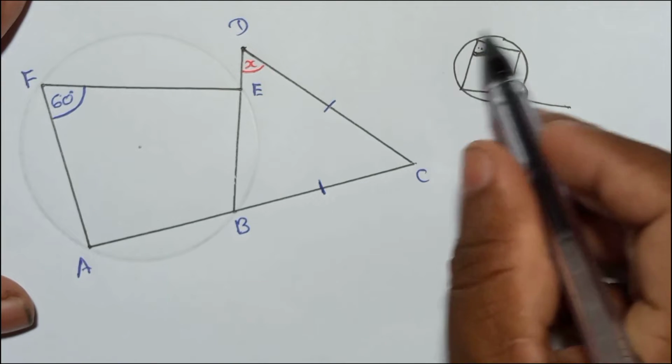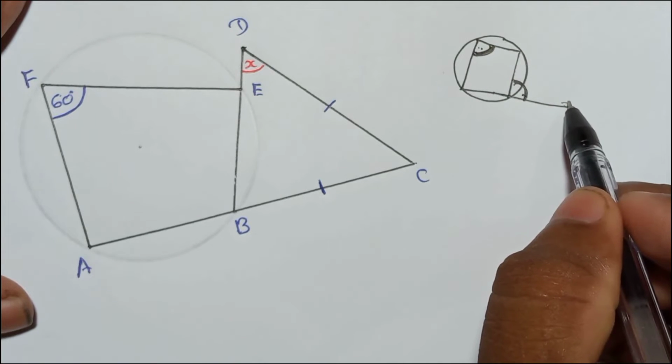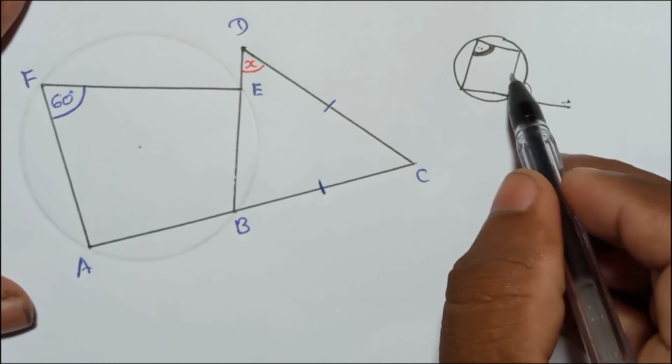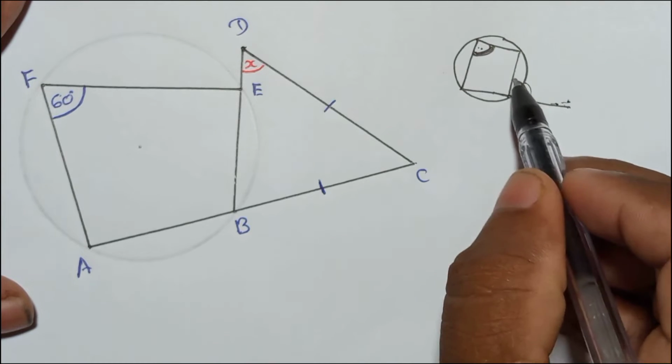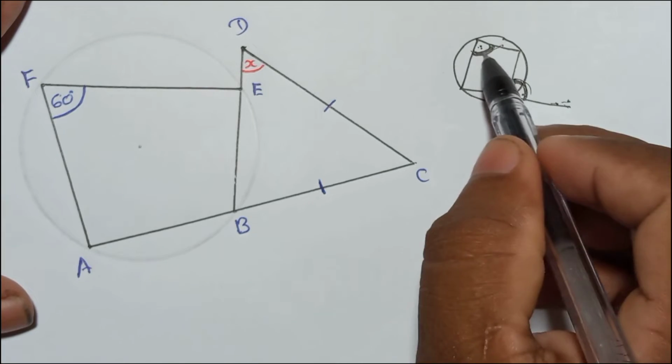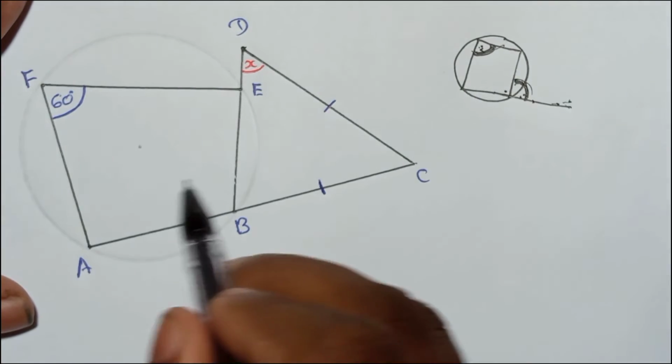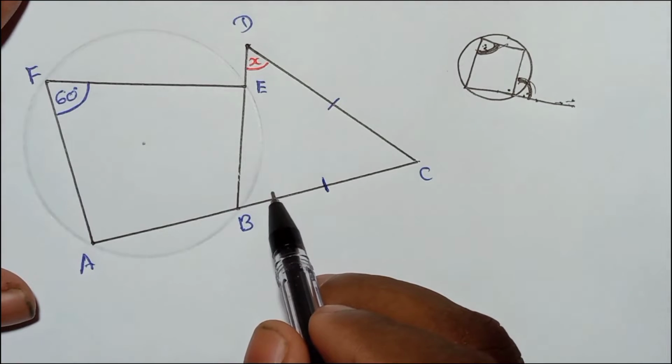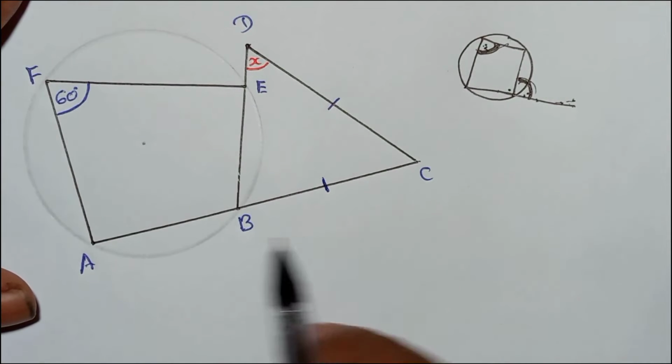Like that, when you have a cyclic quadrilateral, if you extend one side, the exterior angle made with this extended side will be equal to the interior opposite angle. This and this are equal. Here also, we can use the same theorem, the same rule.